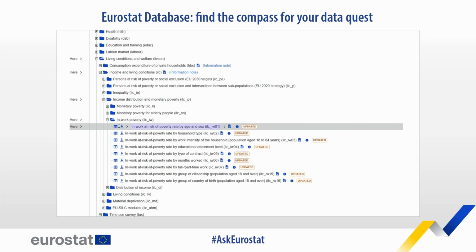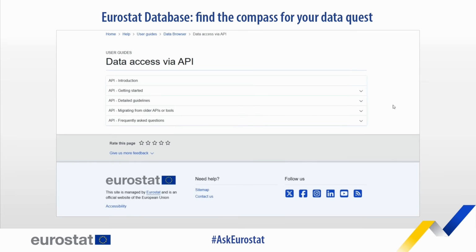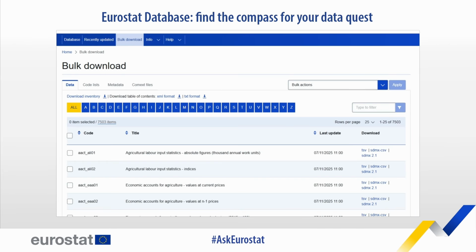Firstly, via the data navigation tree. Secondly, via the data browser. Thirdly, automatically by means of the API, the application programming interface. And finally, via the bulk download section. We have already mentioned the first option, so let's focus specifically on the second and the third, and Laia will then talk about the bulk download in the next section.